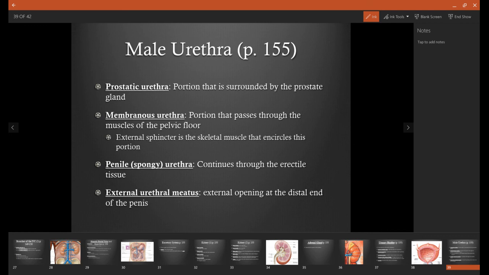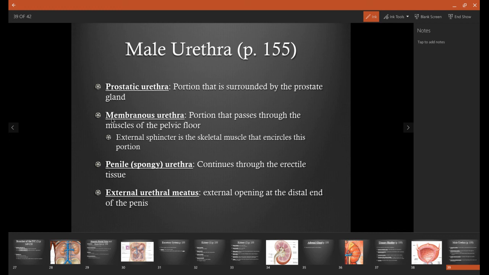Now, the urethra is a little bit different in a male versus a female. In a male, there are three regions to the urethra. The first one is the prostatic urethra, which is surrounded by the prostate gland, which we'll talk more about in Unit 4.